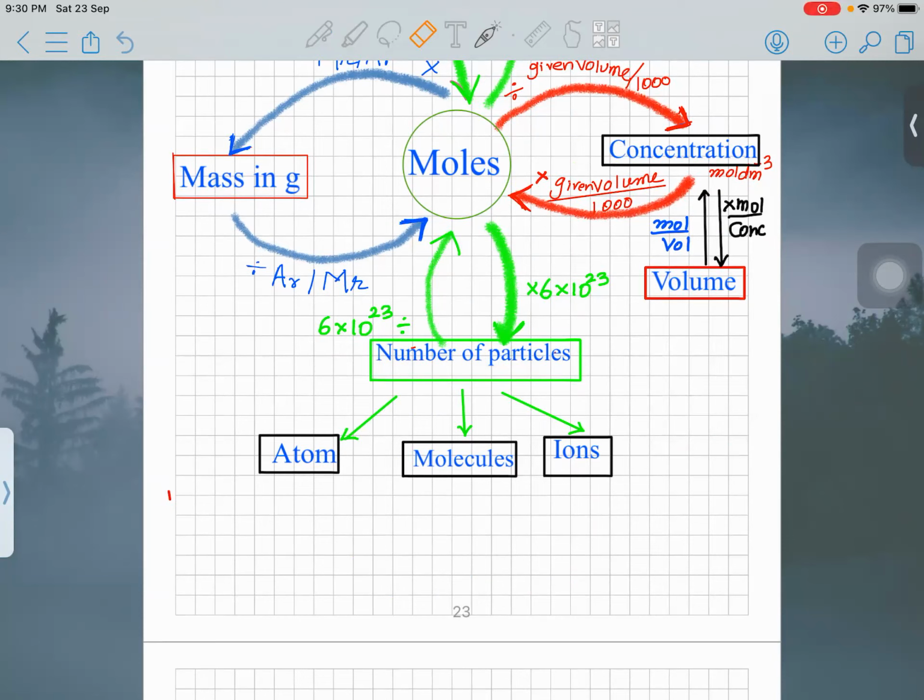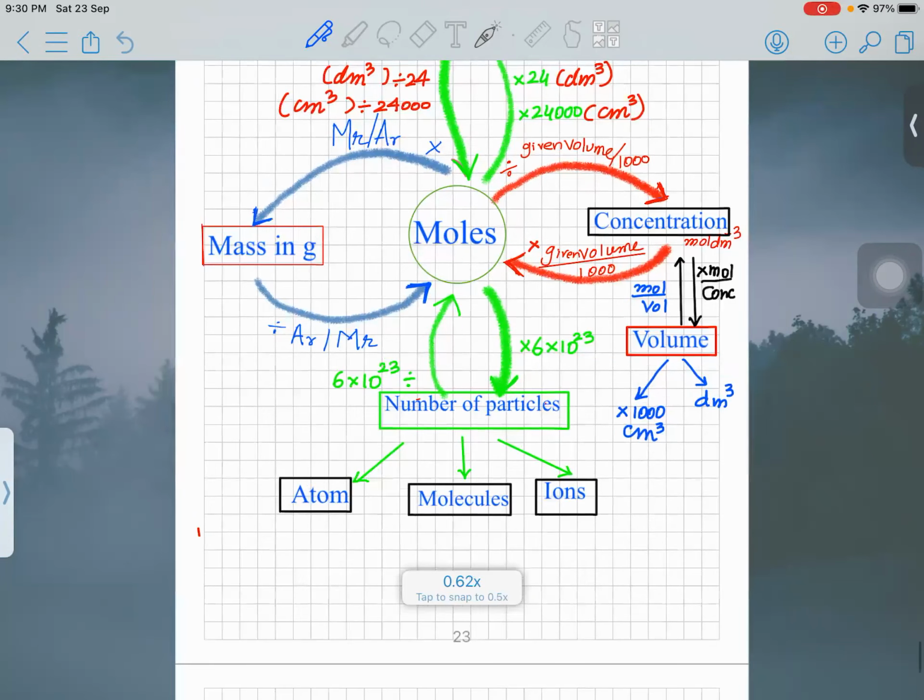Inshallah, we will practice it. This is basically the whole of stoichiometry, exactly the whole syllabus. This is dm cube. If you multiply it by 1000, then the volume should be in cm cube.